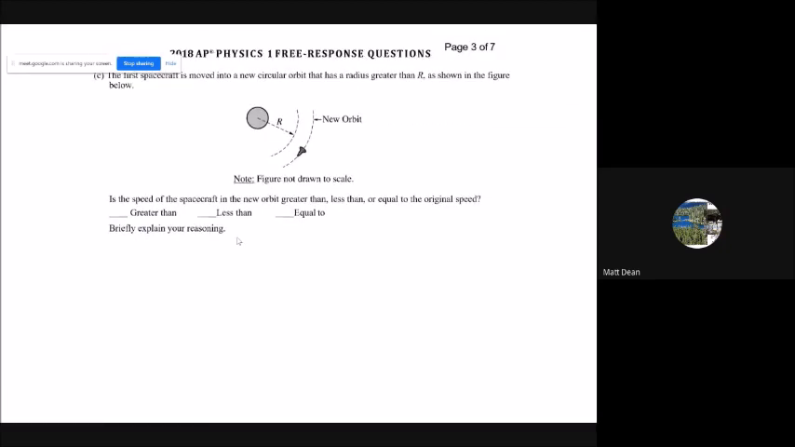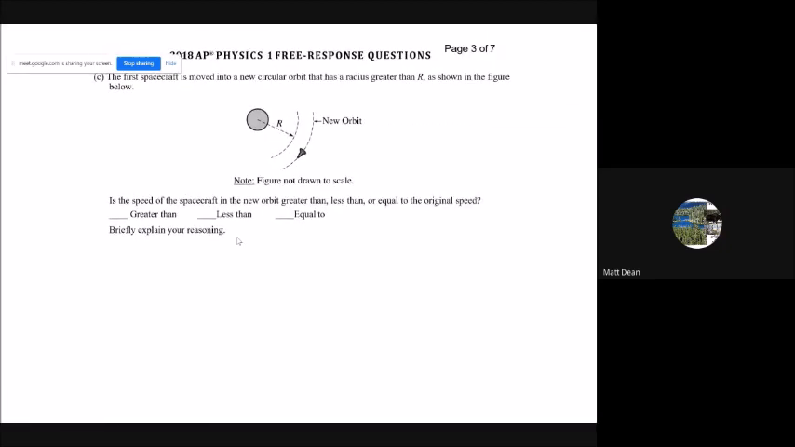All right, so this said the first spacecraft is moved into a circular orbit that has a radius greater than r. So we move it away from the planet, essentially. Is the speed of the spacecraft in the new orbit greater than, less than, or equal to the original speed?